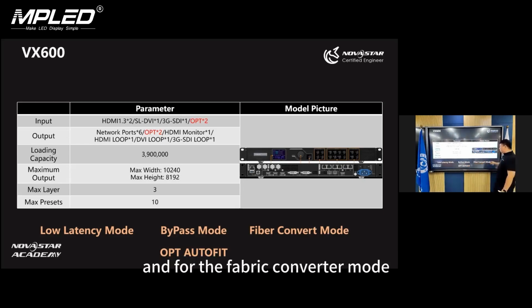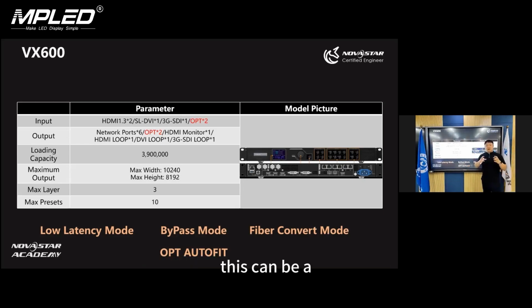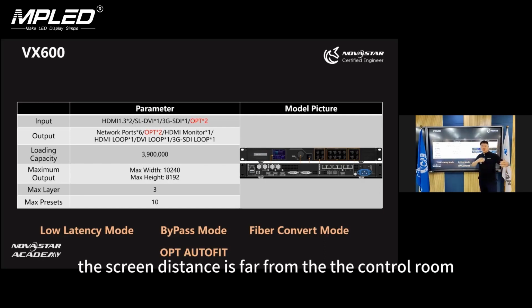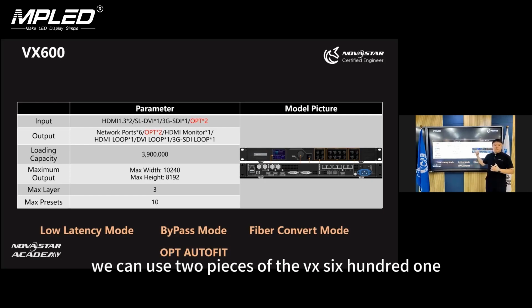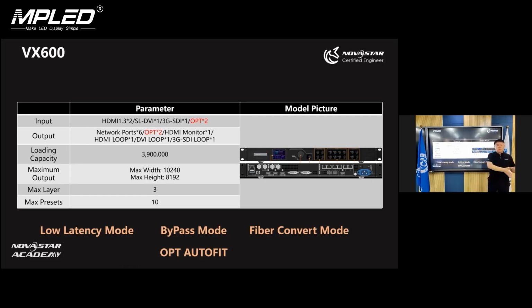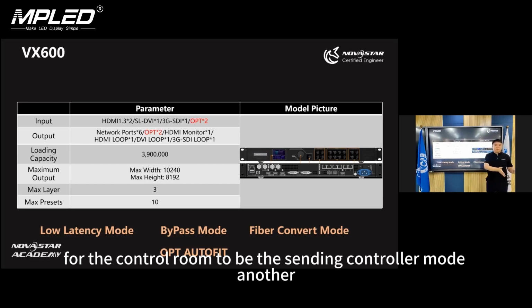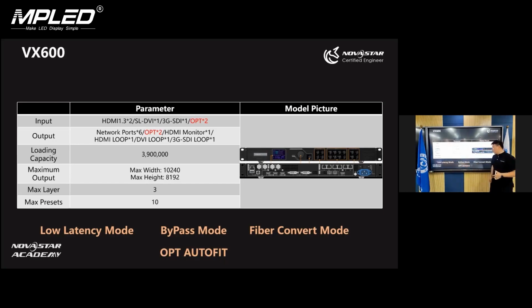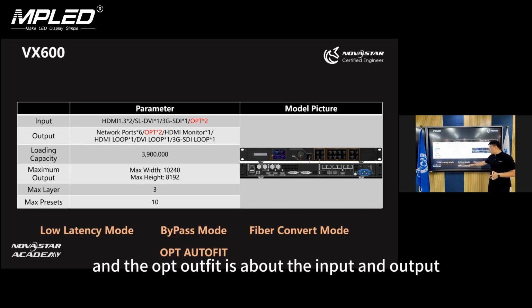And for the fiber converter mode, this can be a sending controller at the same time. It can be a fiber converter. So if we have a project in which the screen distance is far from the control room, we can use 2 pieces of the VX600. One for the control room to be the sending controller mode, another close to the screen to be the fiber converter. And the OPT auto fit is about the input and output.